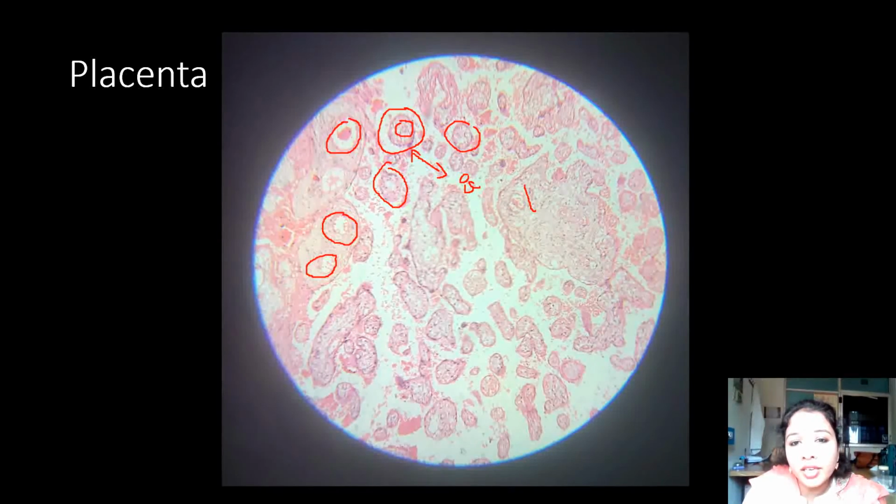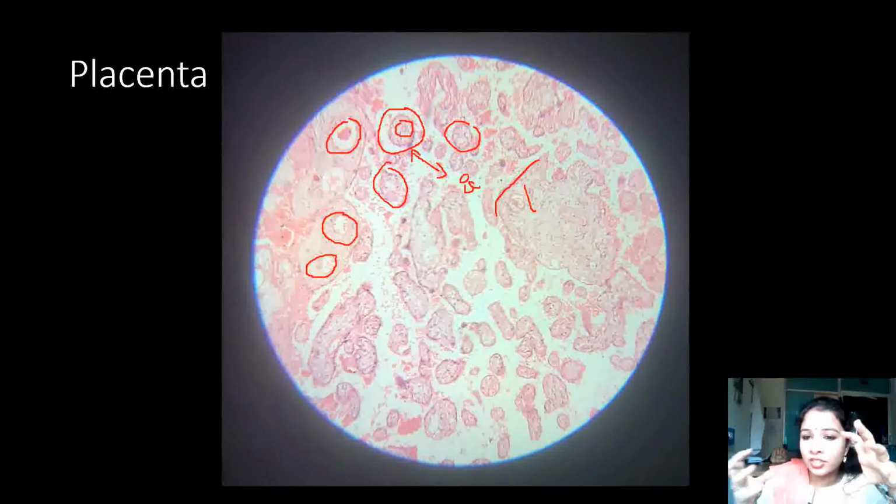Outer to each chorionic villus, it is lined by cuboidal cells, and these cuboidal cells are called cytotrophoblast. And outer to that cytotrophoblast, there are fused cells where only the nuclei are present, which is called syncytiotrophoblast. So outer to each villus is the syncytiotrophoblast.